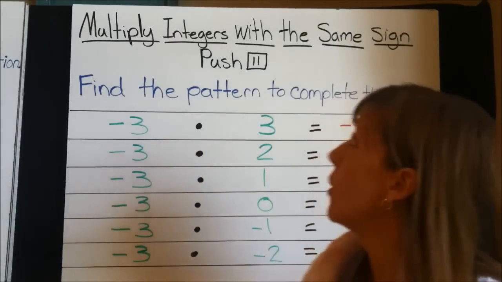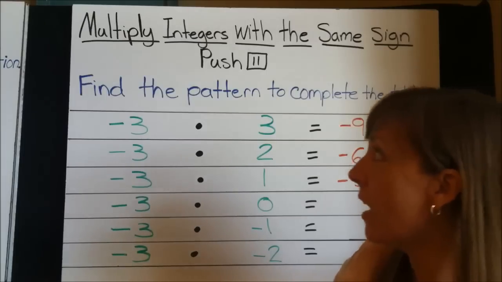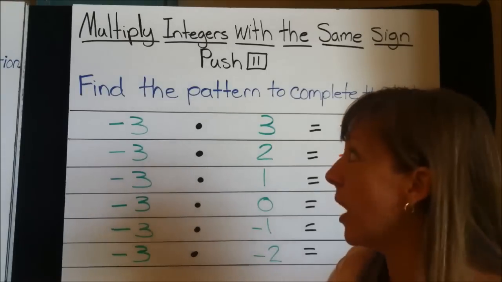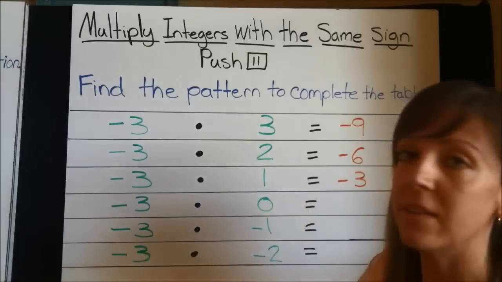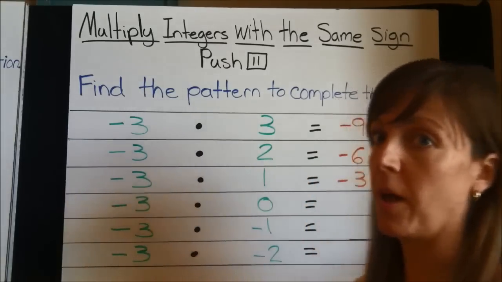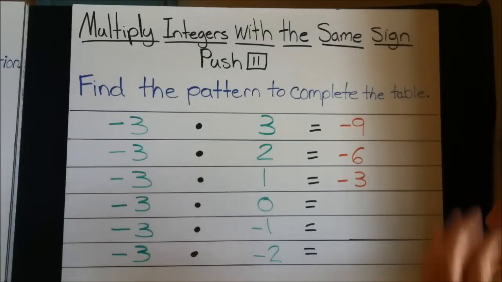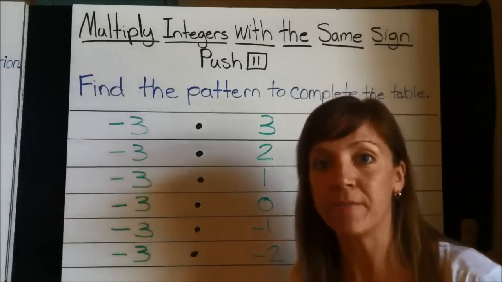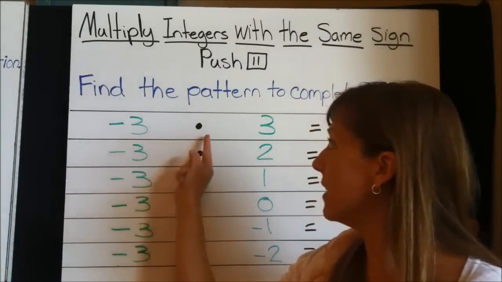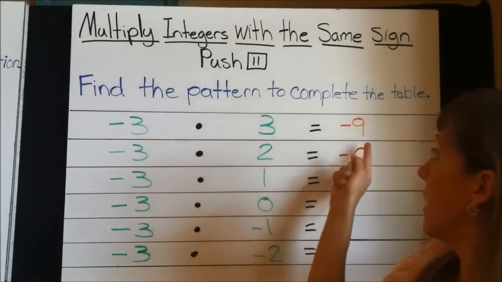Multiply integers with the same sign. On this board, I want you to push pause and find the pattern on the table to complete the table. Go ahead and push pause. Okay. Negative 3 times 3 equals a negative 9.